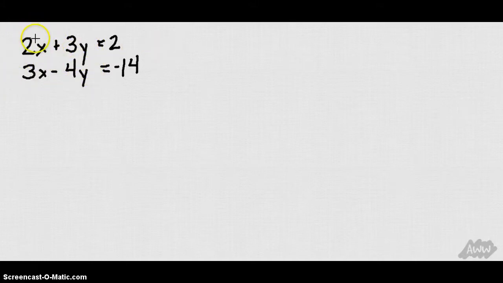There's two ways I can do this. I can either choose the 2 and the 3, or I can choose the 3 and the 4. I'm just going to choose the 2 and the 3. They're smaller numbers. They look less scary. The lowest common multiple between 2 and 3 is 6. So I'm going to try to make both of these x terms 6 so that they'll cancel out. How I'm going to do that is I'm going to multiply this top equation by 3. And that's going to give me 6x plus 9y equals 6.